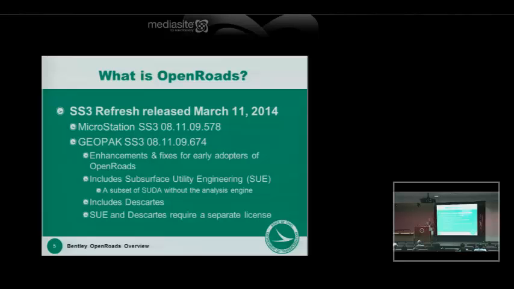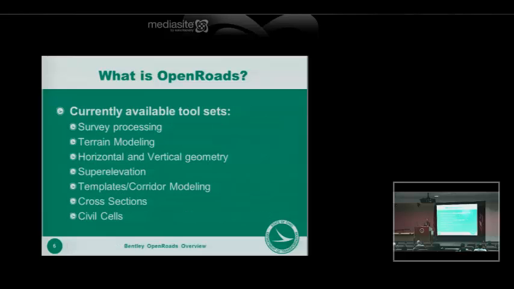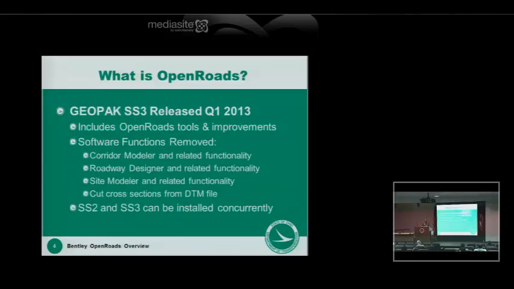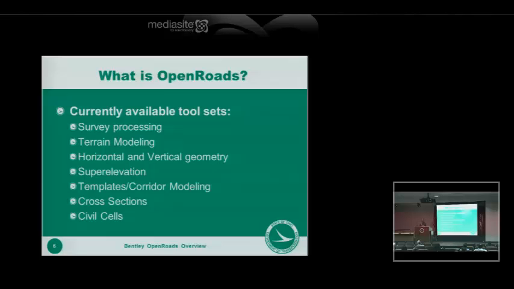And some of the way Bentley's licensing works, they may say, hey, you ran that, now you owe us for running that. So that's between you and Bentley. So in SS3, OpenRoads, the currently available tool sets: survey processing, terrain modeling, horizontal vertical alignment, super elevation, templates, corridor modeling, cross sections, and civil cells. If you look at what was removed from the DPM: corridor modeling, roadway designer, site modeler, and cutting cross sections. That's what OpenRoads functionality basically replaces.